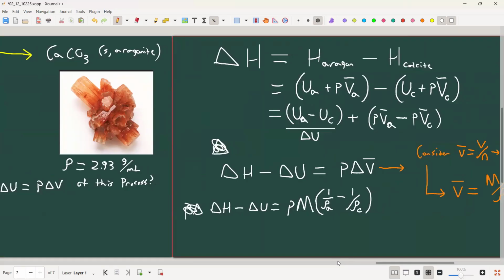So all we have to do is just plug and chug. We're going to do this at 1 bar, because our cave typically is only at 1 bar.